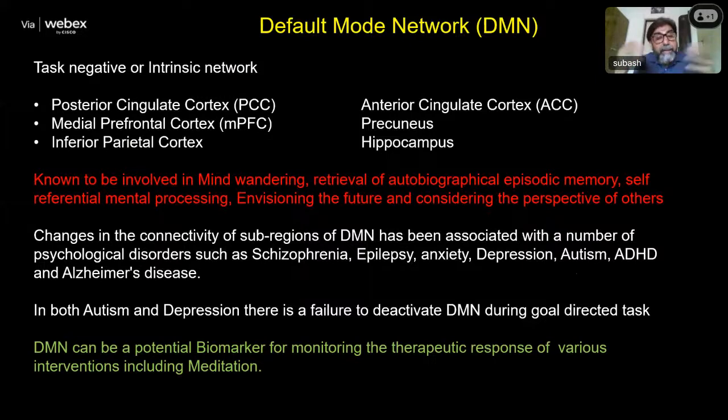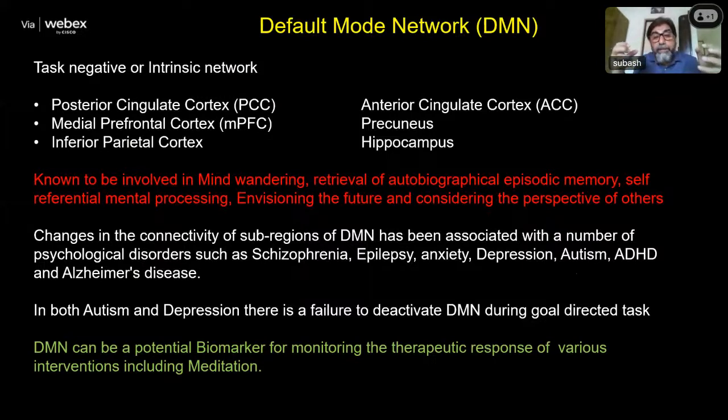There are several publications which have come out, and they have also found that in both autism and depression, there's a failure to deactivate DMN during goal-directed tasks. That means people who have depression and autism are not able to shut down their DMN, so they are not able to do their task properly. Whenever they are given any goal-oriented task, they are not able to do it effectively because they are not able to disengage their DMN, which has to get disengaged to do any particular task.